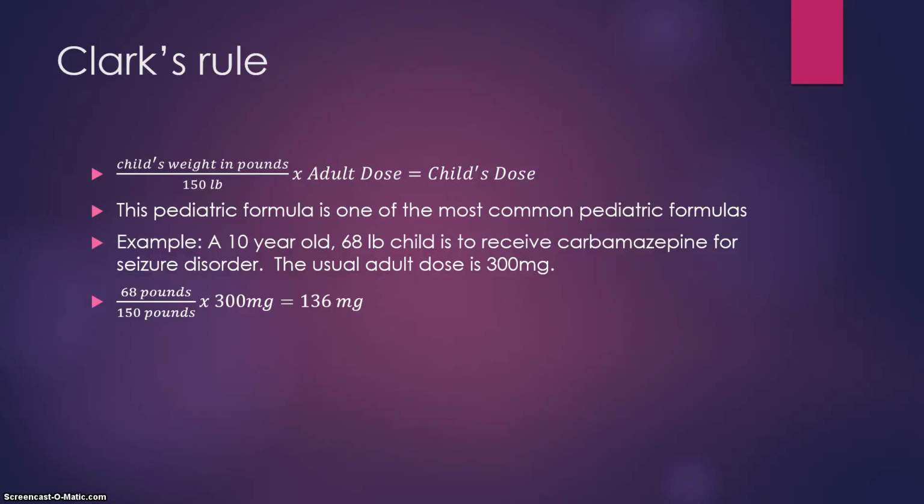For example, a 10-year-old 68-pound child is to receive carbamazepine for seizure disorder. The usual adult dose is 300 milligrams. So we plug these numbers into the calculation for Clark's rule. The child's weight is 68 pounds over 150 pounds times the adult dose, which is 300 milligrams. And we got 136 milligrams for the child's dose.